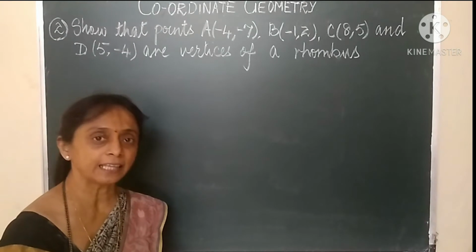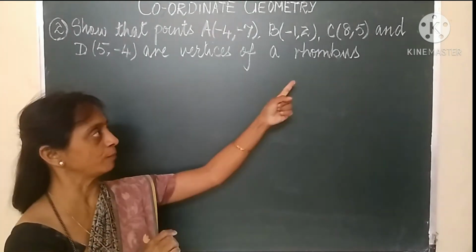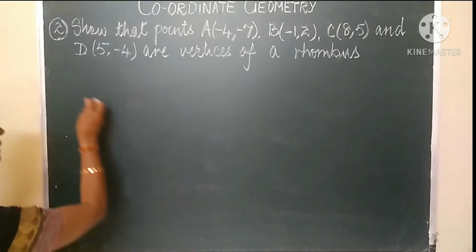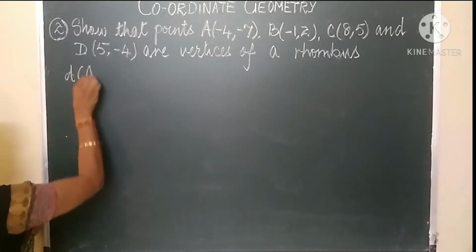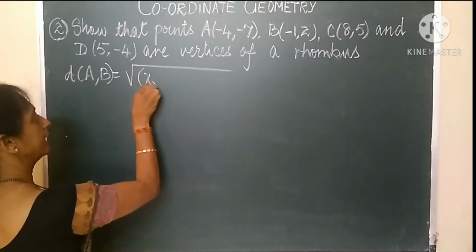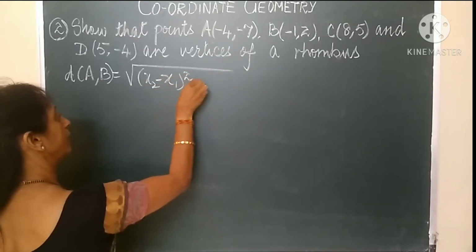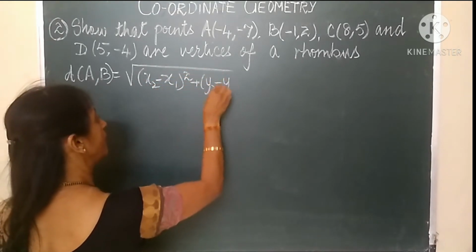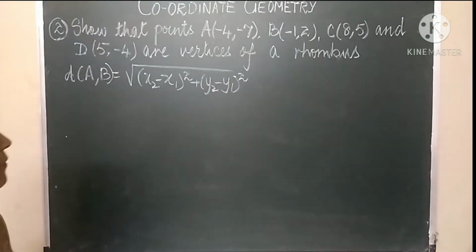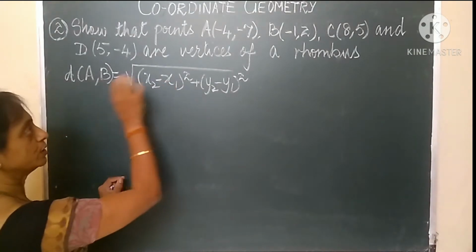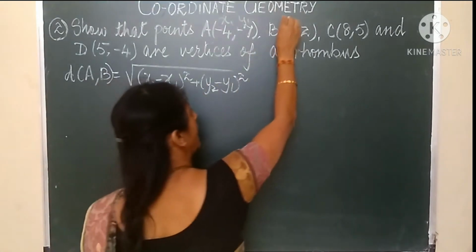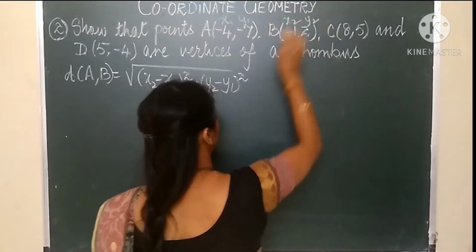Only then we can say that they are forming the vertices of a rhombus, as all the four sides of a rhombus are always congruent. So to begin with, first distance AB with the same distance formula, x2 minus x1 the whole square plus y2 minus y1 the whole square. Let's assign the values for x1 y1 and x2 y2 as we have chosen A and B. Let's assign x1 y1 to the coordinates of point A and x2 y2 to the coordinates of point B.